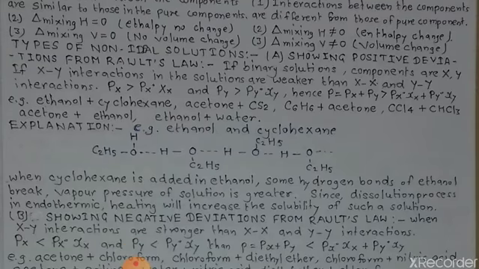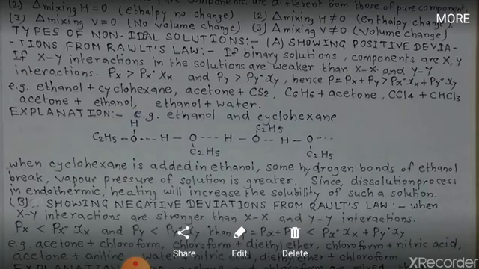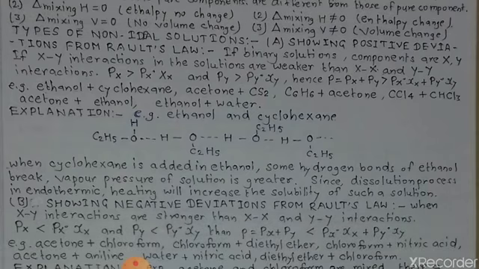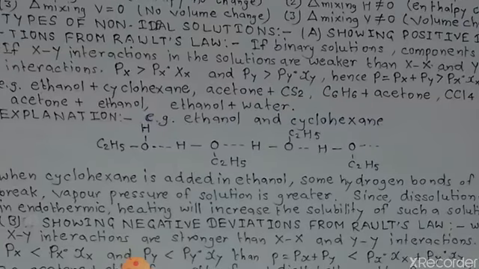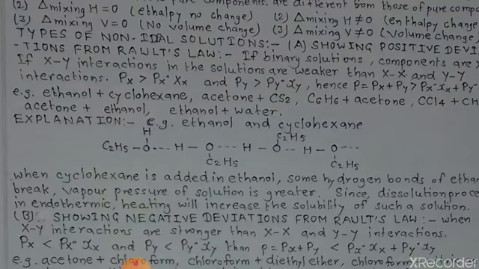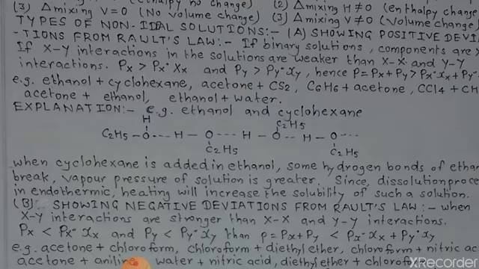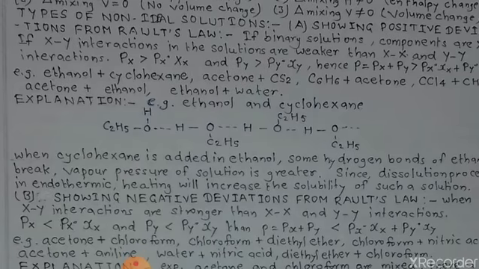Students, we can divide the non-ideal solution into two parts, showing positive deviation and showing negative deviation. The first one is showing positive deviation. If the solute-solvent interaction, meaning X-Y, is weaker than the solute-solute or solvent-solvent interaction, it is known as positive deviation. We can explain this because in a pure solute or solvent they form bonding, for example hydrogen bonding, which is not formed in the solution. So they always show positive deviation.